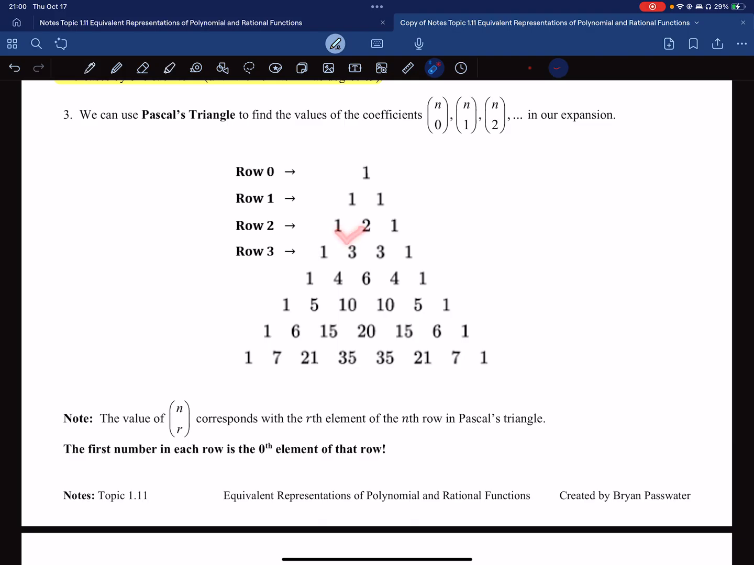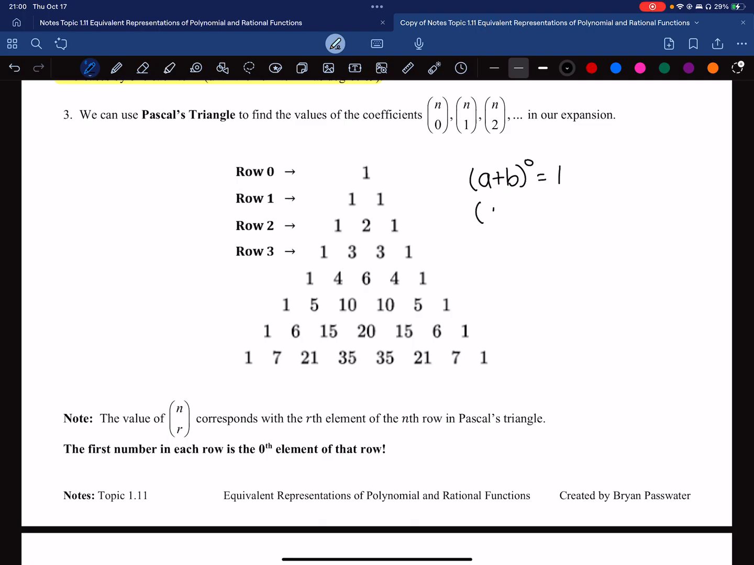2 plus 1, or 1 plus 2, is 3. 2 plus 1 is 3. It always starts with a 1, ends with a 1. So this very first row is row 0, because if you take a plus b to the 0 power, anything to the 0 power is 1.